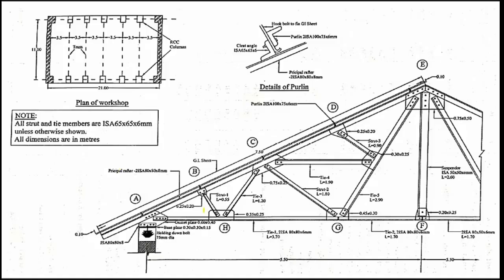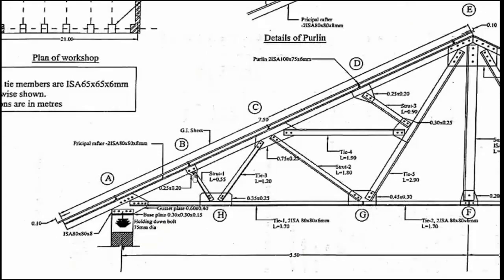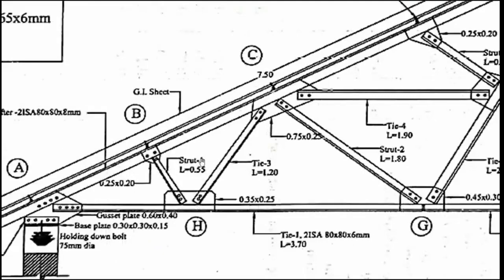Right? Then next, after this principal rafter is over, we will try to calculate for the strut members. This is one strut member. Here they have not given the detail. That is, they have written strut 1. Here they have given the note.